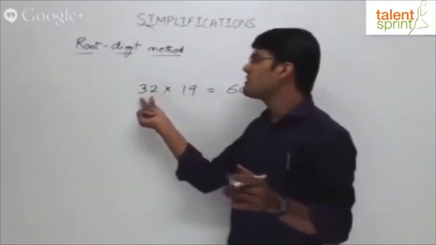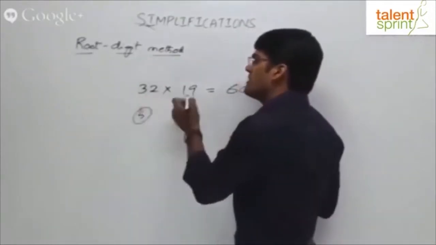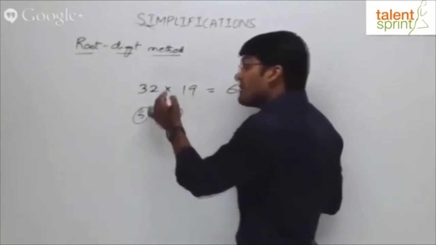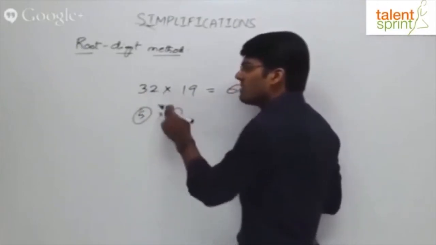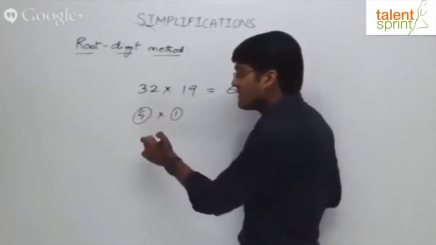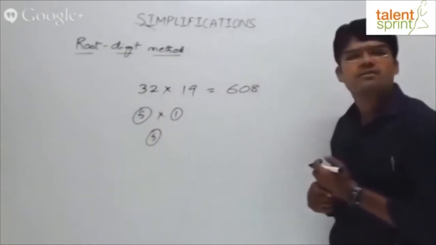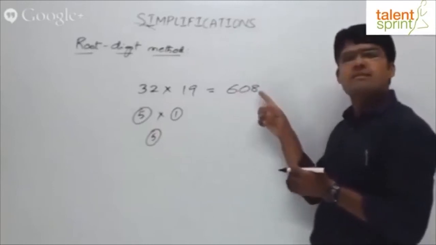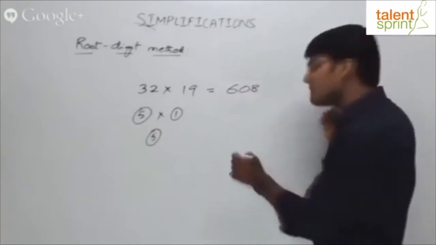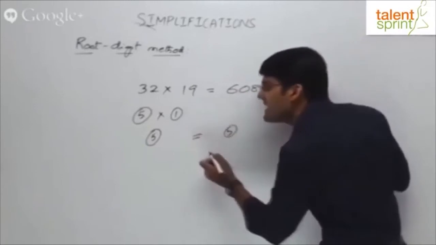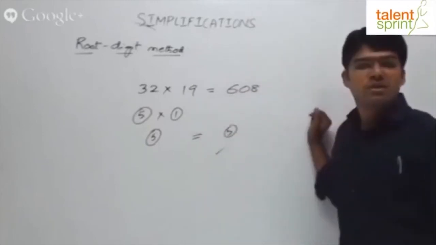Let's check. What is the root digit of 32? 5. What is the root digit of 19? 1. Again, remember, the same operation has to be taken. 5 into 1 is 5. So the root digit of the left hand side is 5. The root digit of the right hand side should also be 5. Check. 6 plus 0, 6. 6 plus 8, 14. 14 was the root digit. 1 plus 4, 5. Is it balanced or not? Yes.